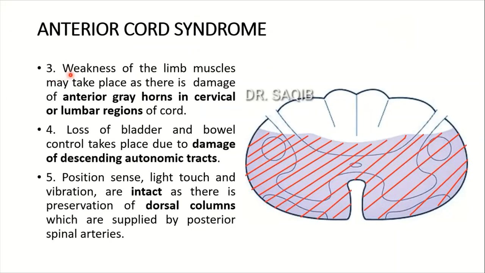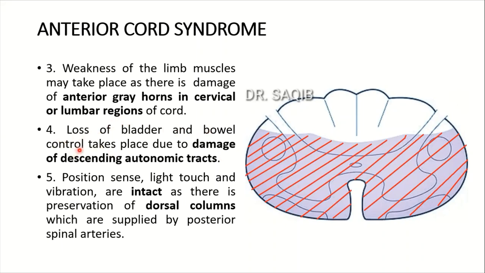Another sign and symptom: weakness of the limb muscles may take place as there is damage to the anterior gray horns in the cervical or lumbar regions of the cord. These are the anterior horn cells lying in the anterior horn of the gray matter of the spinal cord. This is the gray matter outline, butterfly shaped, and the anterior horn cells lie here. If these are damaged in a cervical or lumbar lesion, it will result in weakness of the limb muscles. If it is a cervical lesion, the upper limb muscles would be affected, and if the damage is in the lumbar region, the lower limb muscles would be weakened.